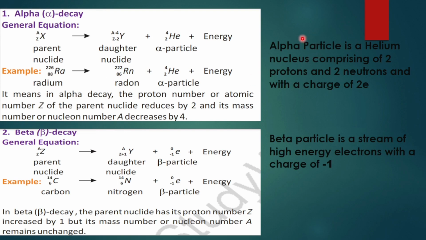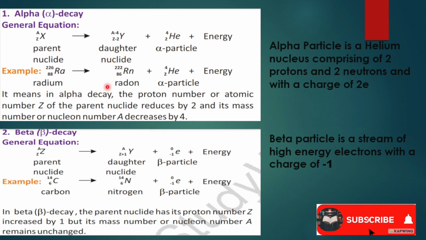For example, an alpha particle is a helium nucleus comprising 2 protons and 2 neutrons with a charge of 2e. When an alpha decay occurs, the atomic mass of the parent nuclide is decreased by 4, and its atomic number is reduced by 2, with the release of an alpha particle, which is actually a helium nucleus, and energy. For example, radium-226 can disintegrate into radon with the release of an alpha particle and energy.